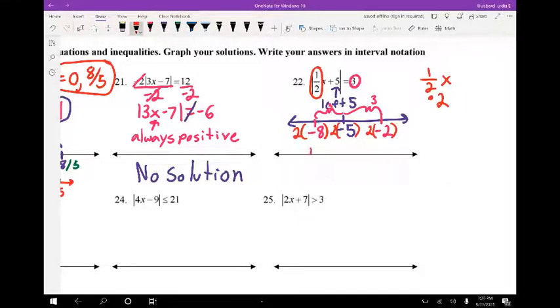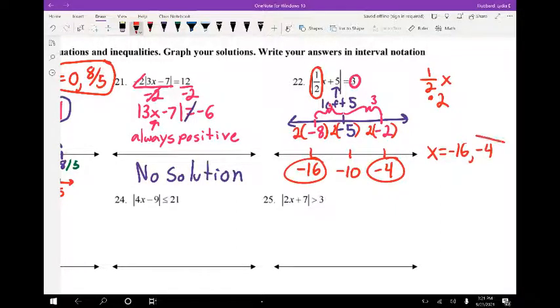So that's going to give me 2 times negative 8 is negative 16. 2 times negative 5 is negative 10. And 2 times negative 2 is negative 4. My answers are going to be those endpoint values. So x equals negative 16 and negative 4. And again, if I wanted to graph this, we'd just do closed circles at negative 16 and negative 4 and nothing else.